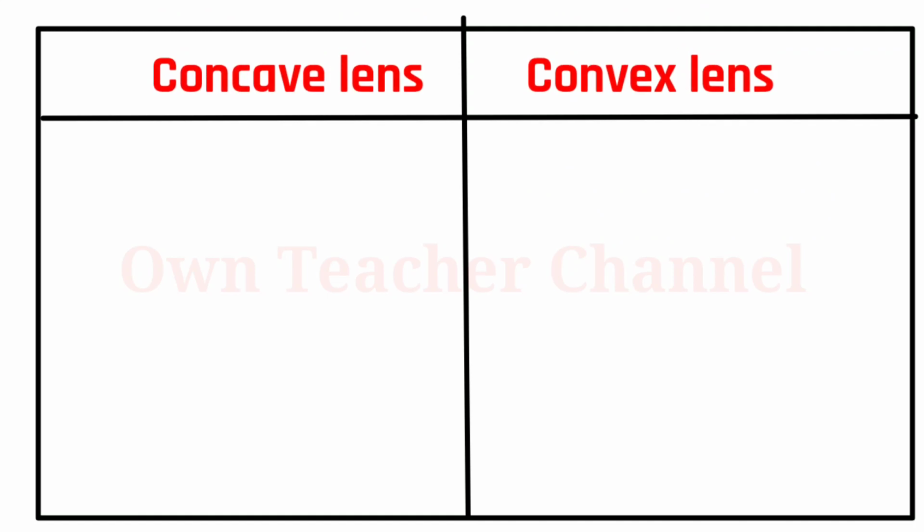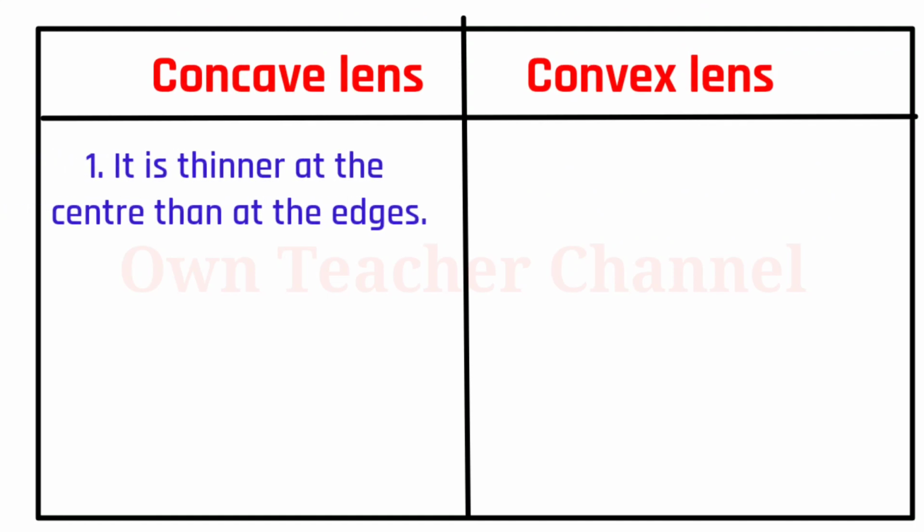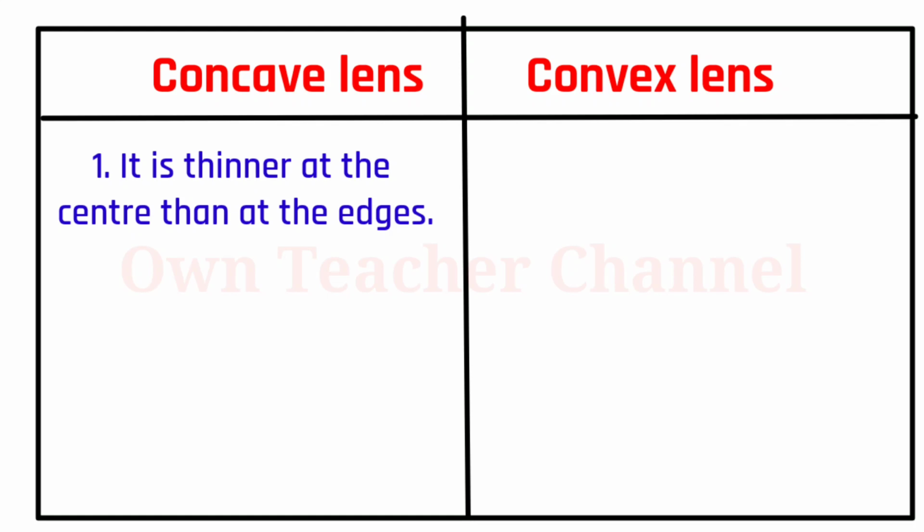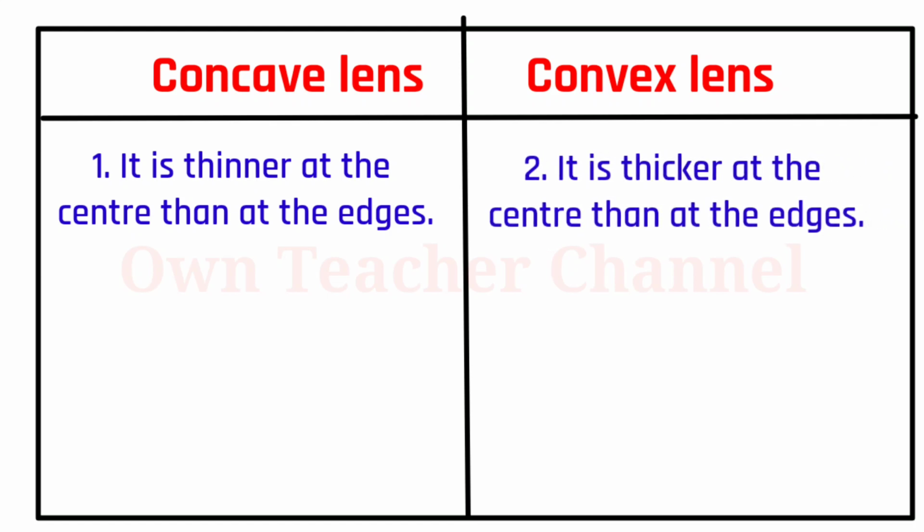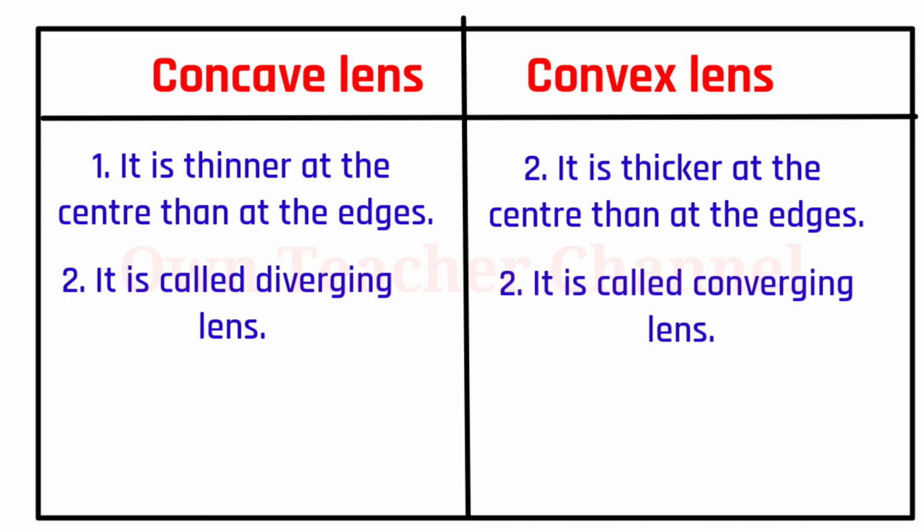Concave lens, convex lens. Concave lens is thinner at the center than at the edges. Convex lens is thicker at the center than at the edges. Concave lens is called diverging lens. Convex lens is called converging lens.